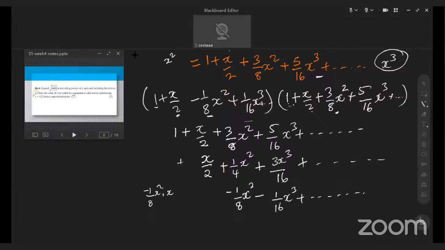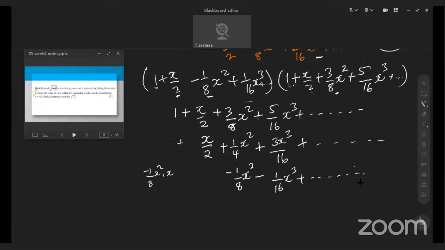So I just wanted to talk about the next one. Oh, thank you. Good. The next one will be? The next one is plus x cubed over 16. This is x cubed over 16, which is 1 out of 16 x cubed. Yes, plus on and on.